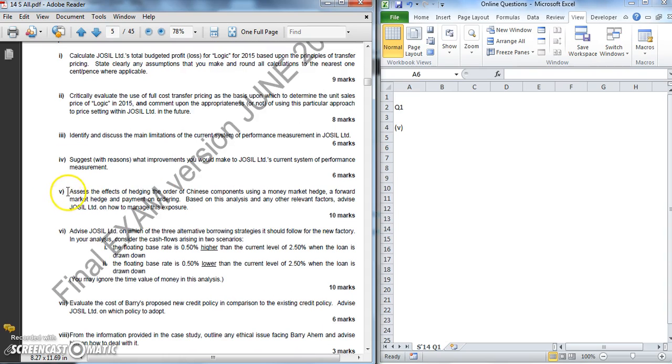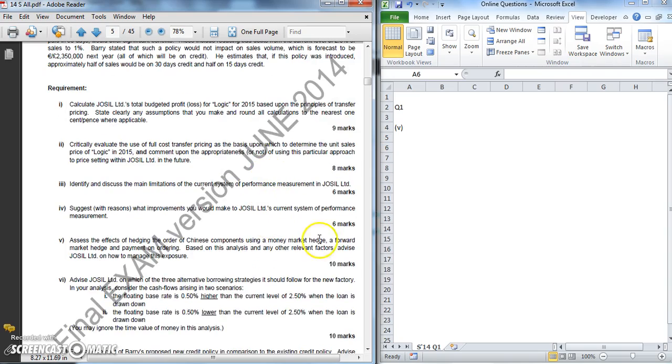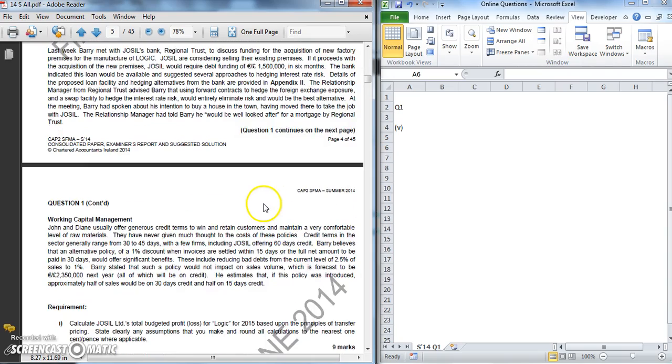We're going to pay particular attention to part V. So the question is, assess the effects of the hedging of the order of Chinese components using money market, forward and payment on ordering. And based on this and other factors, advise Jostle. So again, we know straight away we have three alternatives and we have to make some conclusion or give some advice and consider other factors. And that's 10 marks, so 10% of your paper.